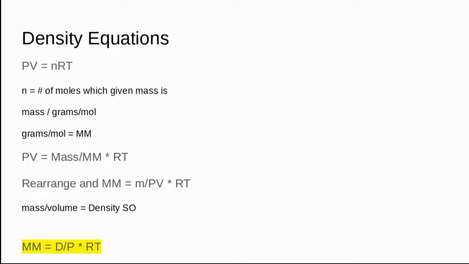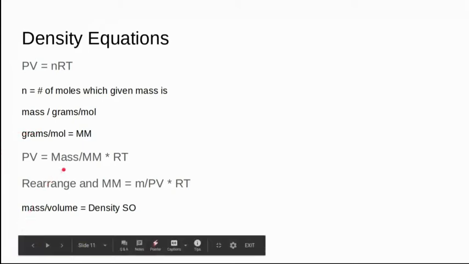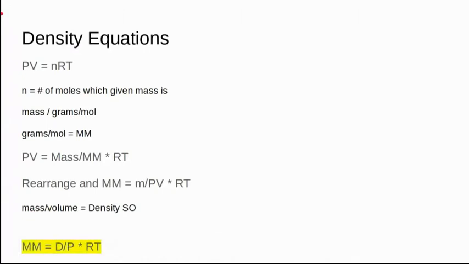So now let's do one of our density equations. You only really need to know what's here in yellow, which is gone now. But PV equals nRT. N is the number of moles, so that's mass over the molar mass, grams per mole. So grams per mole is the molar mass. So instead of saying n, we can say mass over molar mass. PV equals mass over molar mass times R times T.